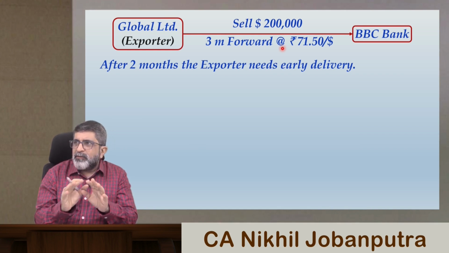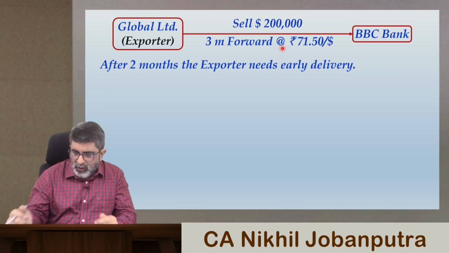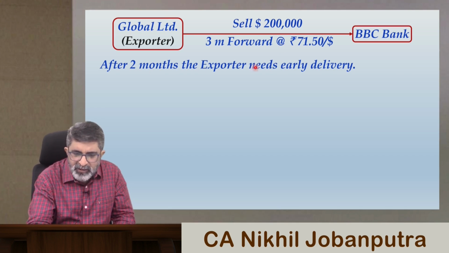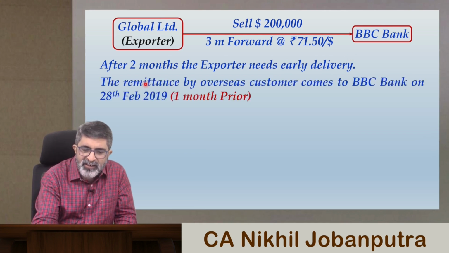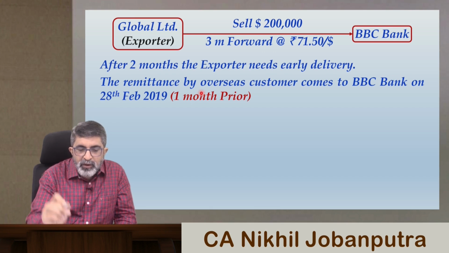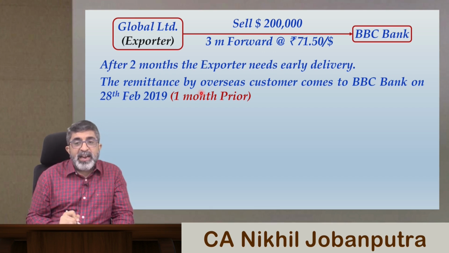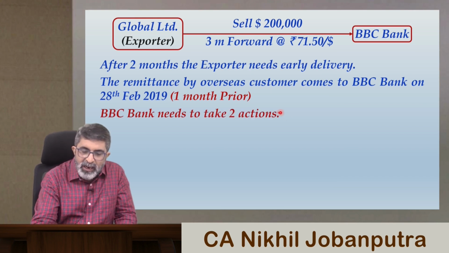So I believe conceptually you all must be clear with this point by now. After 2 months, the exporter needs early delivery. What will be the outcome? The remittance by the overseas customer comes to BBC Bank on 28th February 2019, that is a month prior. BBC Bank needs to take two actions.